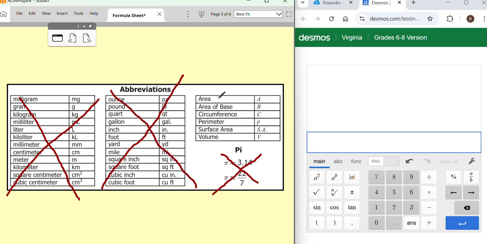But you will need to know that area is A. Big B is area of the base, okay? So big B equals side times side. Whatever the base side is, multiply by itself. Big B, the area of the base. C is circumference, or the crust of a circle, all the way around. P, little p, is perimeter. Add up all the sides. SA stands for surface area, and V stands for volume.